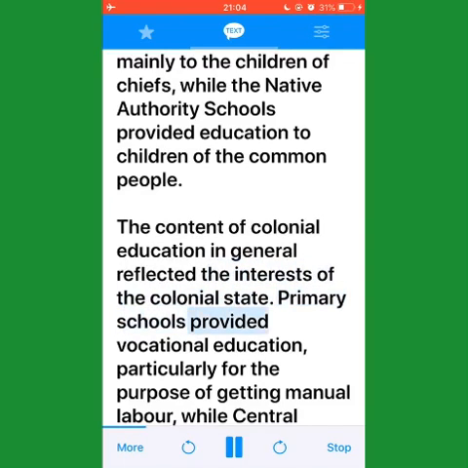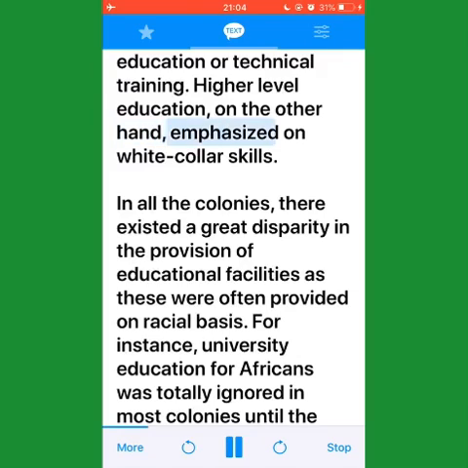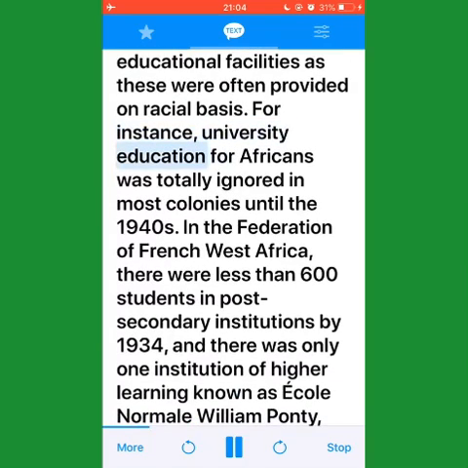Primary schools provided vocational education, particularly for the purpose of getting manual labor, while central government schools emphasized industrial education or technical training. Higher-level education, on the other hand, emphasized white-collar skills. In all the colonies, there existed a great disparity in the provision of educational facilities, as these were often provided on a racial basis. For instance, university education for Africans was totally ignored in most colonies until the 1940s.